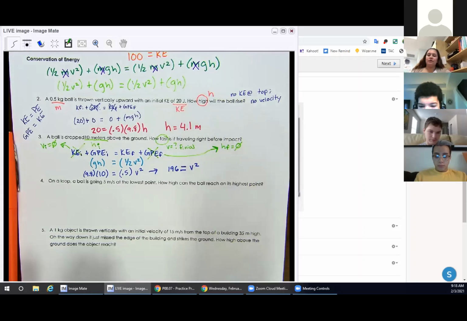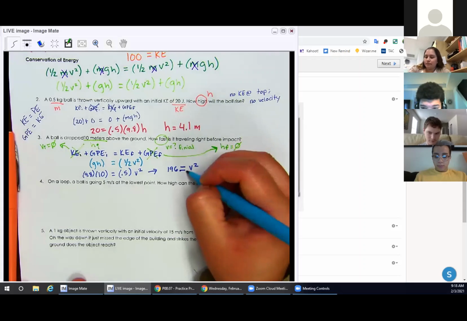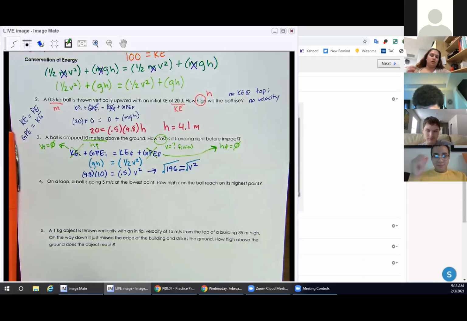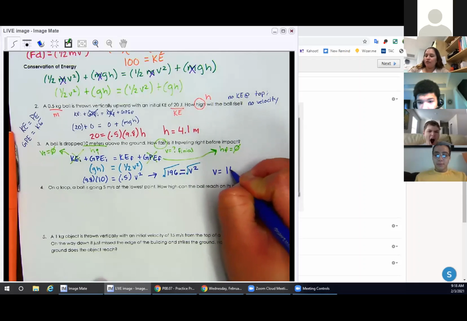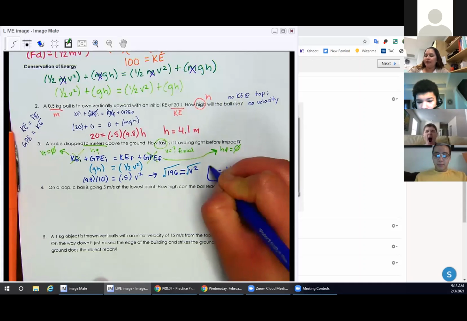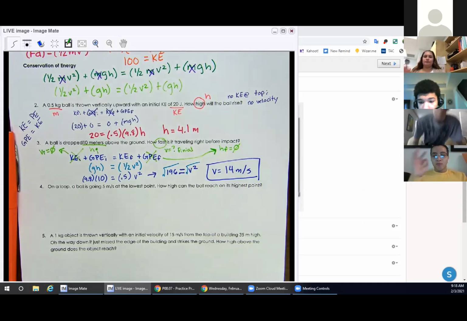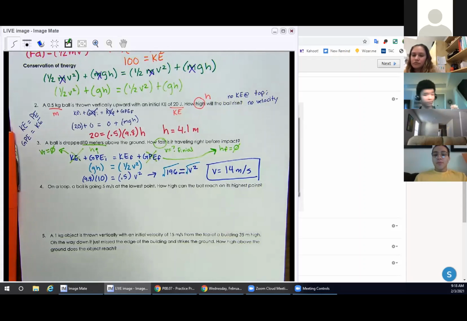196 equals v squared. And what's the last thing you need to do? Square root it. So your final velocity should be 14 meters per second. How easy is that? Don't you just love today? I told you it'd be better. Any questions on this one? All right, let's keep going.